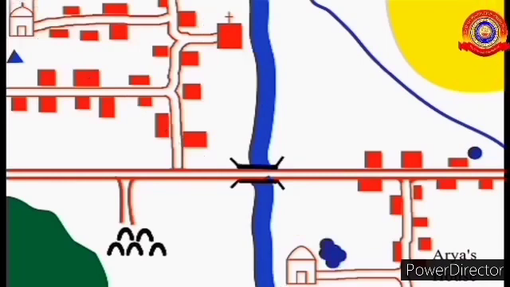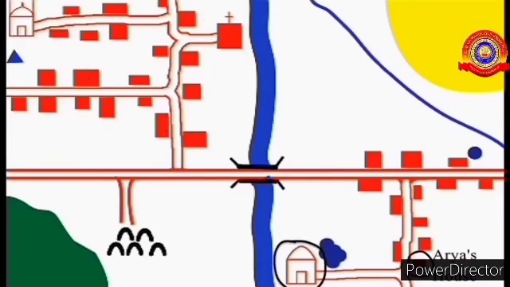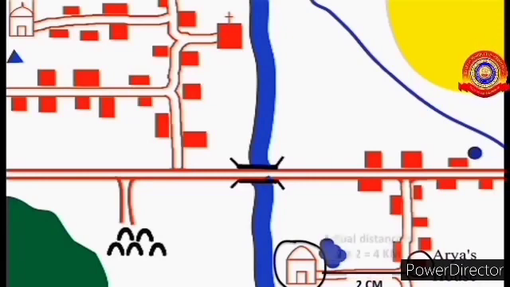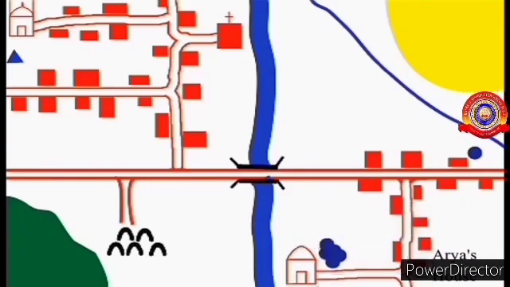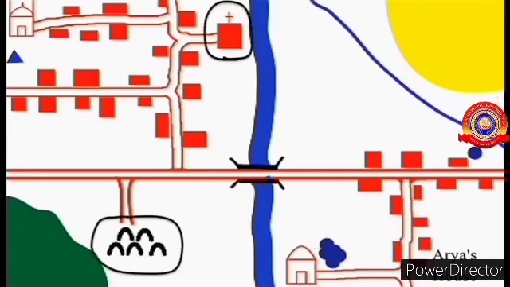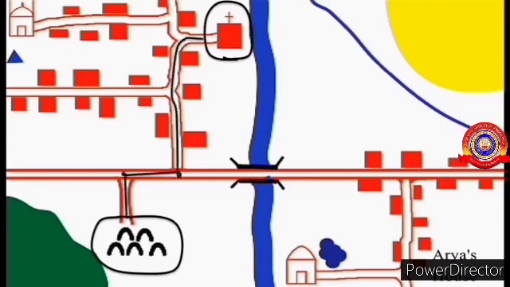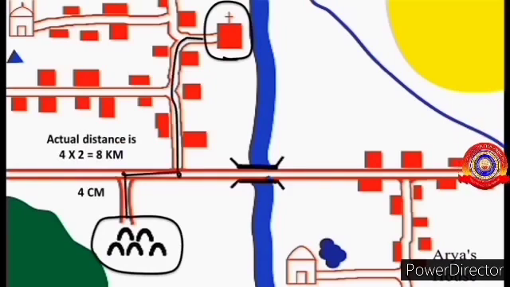Third question. How far is the temple from Arya's home? The answer is 2 centimeter on map. So the actual distance is 2 into 2, that is 4 kilometer. Now the 4th question. How far is the graveyard from the church? The answer is the distance from the church to graveyard is 4 centimeter on map. So the actual distance is 4 into 2, that is 8 kilometer.